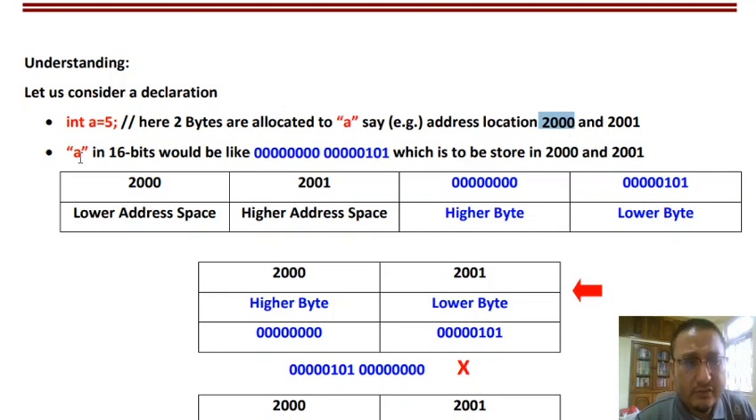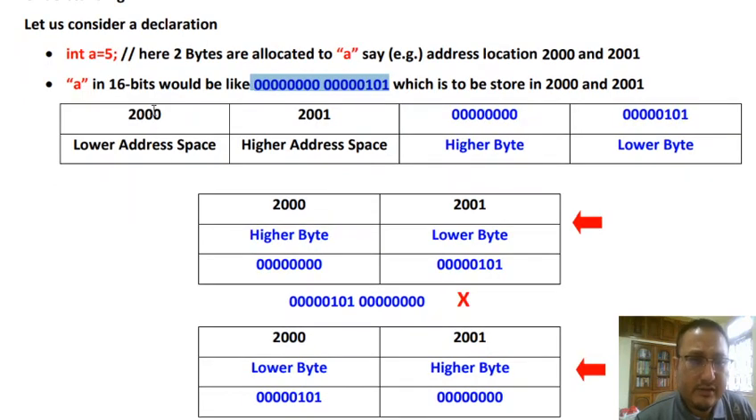Now the representation of 5 in 16 bits, if you binarize it, will be this particular sequence of values, to be stored in 2000 and 2001. Here the address location 2000 is called the lower address space, and the address 2001 is called the higher address space.